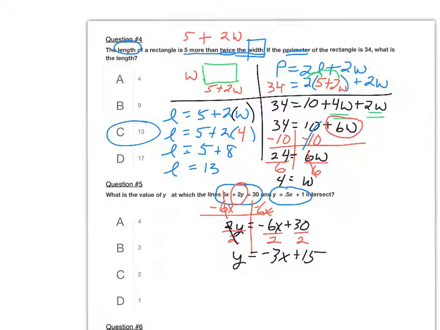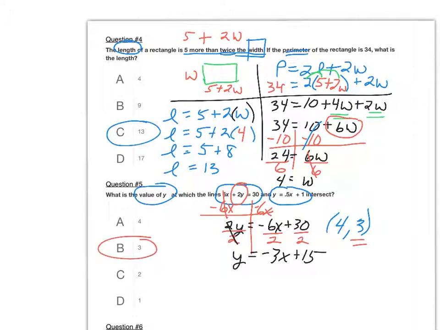So use that command, and you get an intersection of an x value of 4 and a y value of 3. So you got to go back and look. What is the question asking? It wants the value of y. So that means that we're looking at 3.